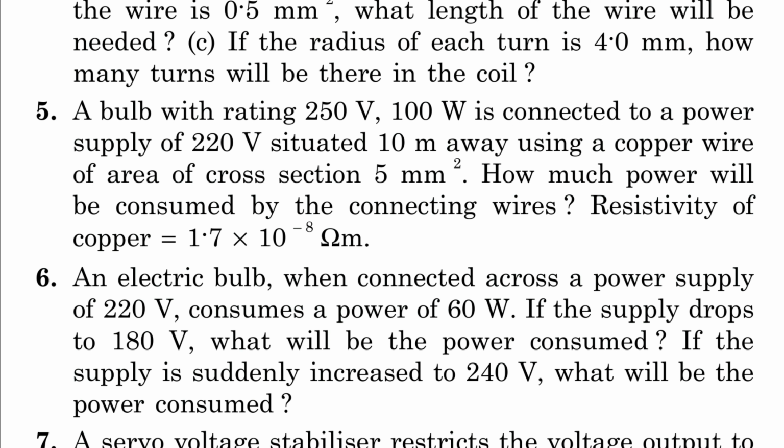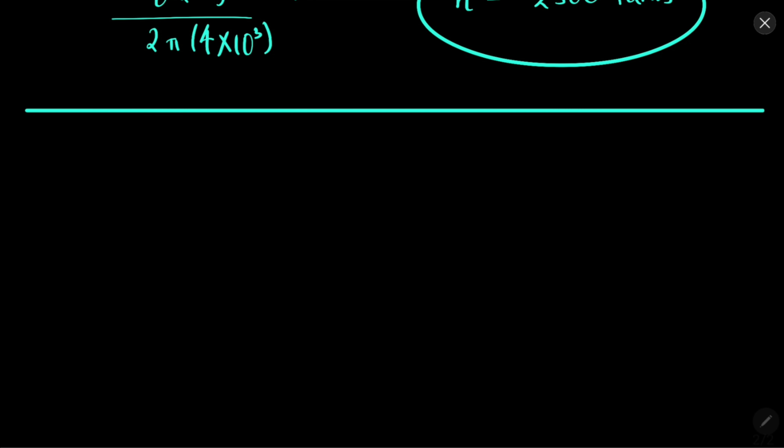In question 5, a bulb with some rating is connected to a power supply of 220 volt situated 10 meter away using copper wire of area of cross section 5 mm square. How much power will be consumed by the connecting wires? Resistivity is given.